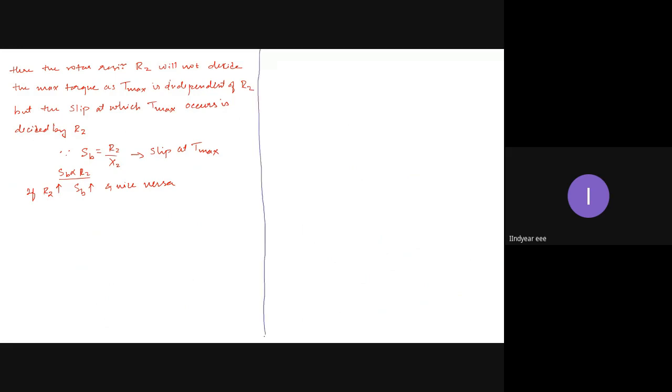No. So next we will see the effect of change in supply voltage on torque and speed.